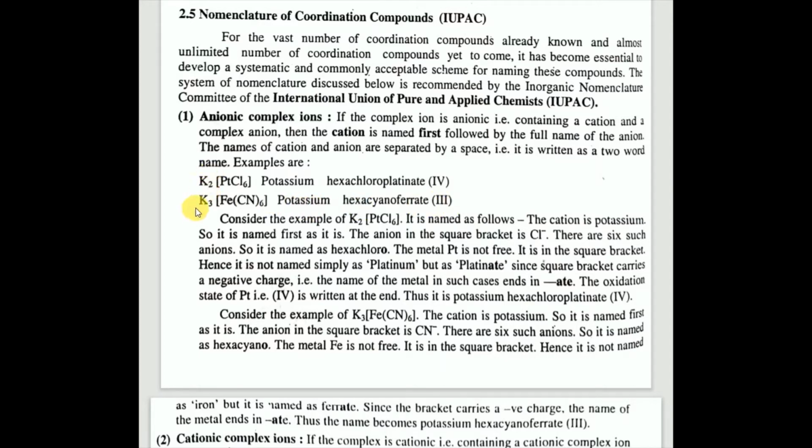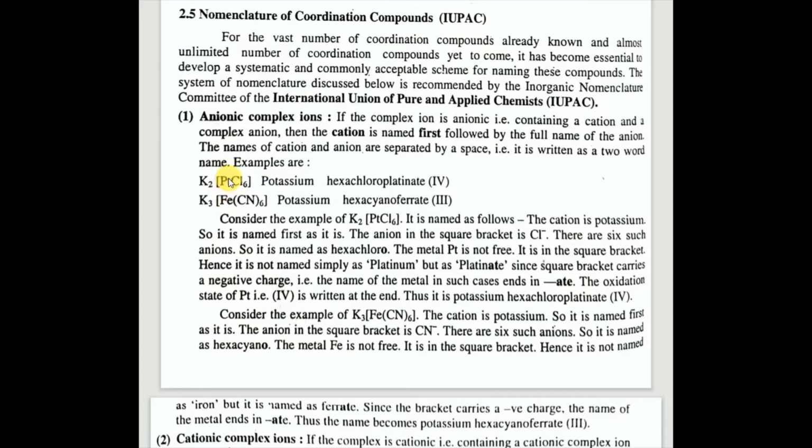Therefore, for these two examples, the IUPAC names according to these rules are potassium hexachloroplatinate(IV) and, for the second complex, potassium hexacyanoferrate(III). In this way, the cation, potassium, is named first, same rule. The anion is in square bracket, there are 6 chlorine, therefore hexachloro. The metal is platinum, it is not free. See here friends, this metal is not free, it is combined with chlorine.